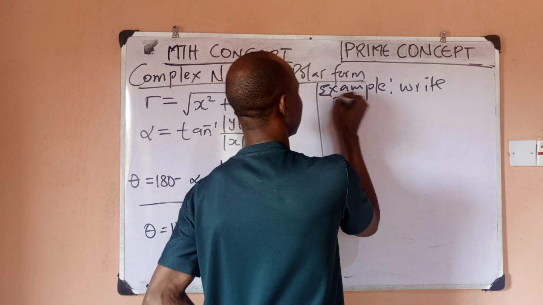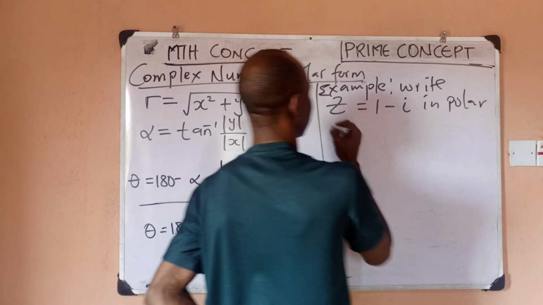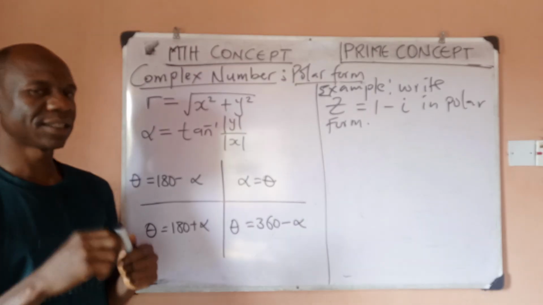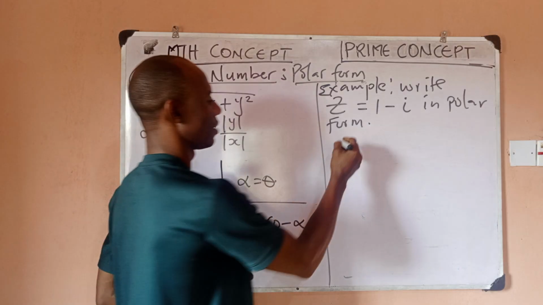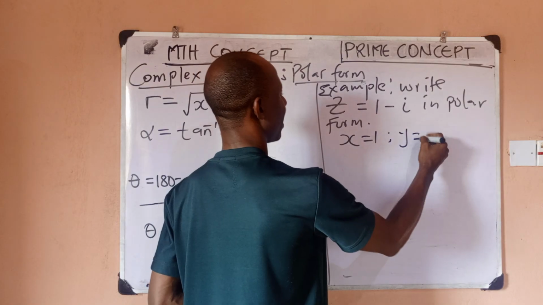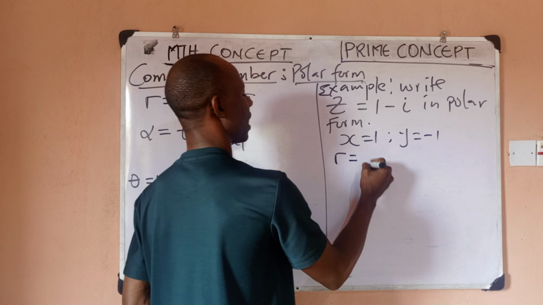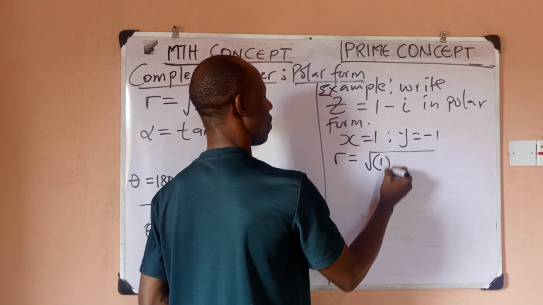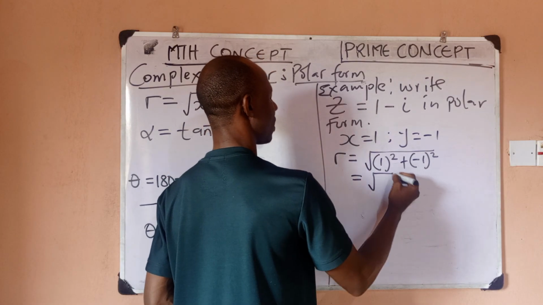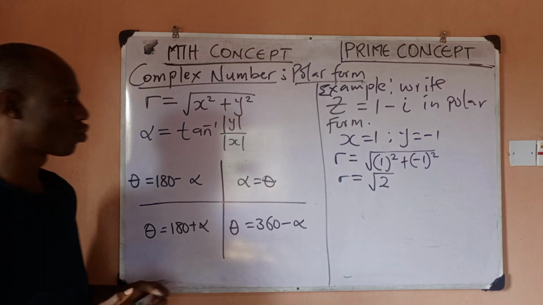write z equals 1 minus i in polar form. So we want to change this to polar form. The first thing we want to identify is the value of x. The value of x is the real part, which is 1. The value of y is the imaginary part, which is negative 1. So I want to find r. r is the square root of 1 squared plus minus 1 squared. So r becomes the square root of 1 plus 1, which is 2. So my r is root 2.